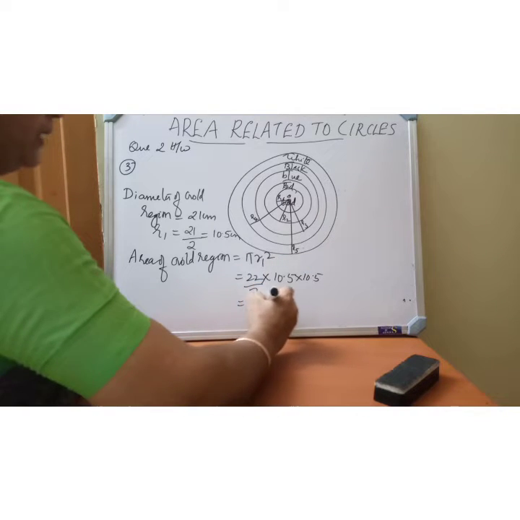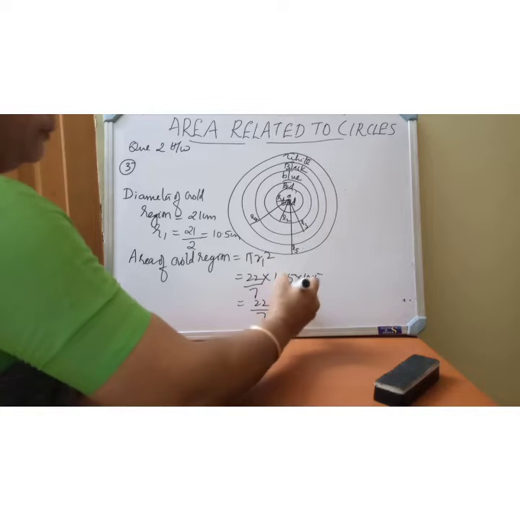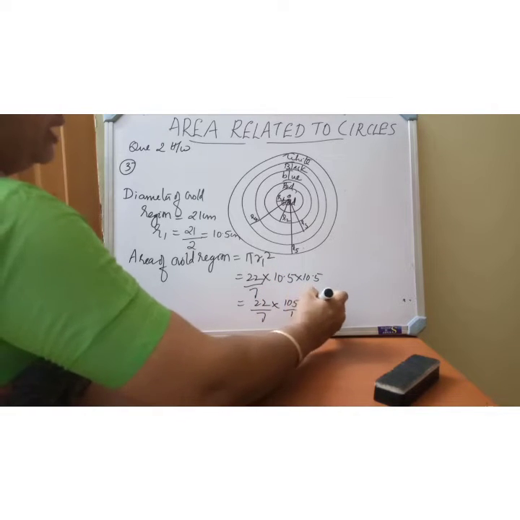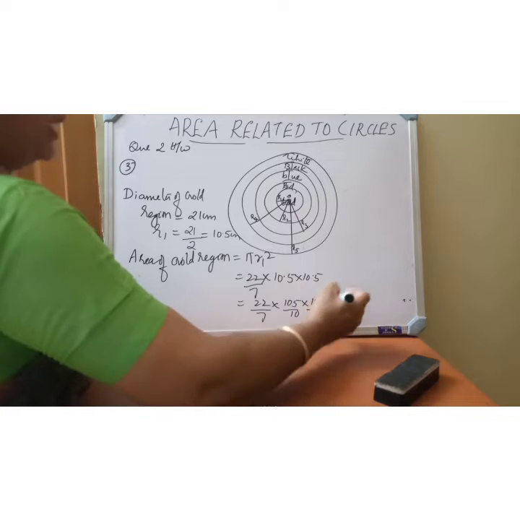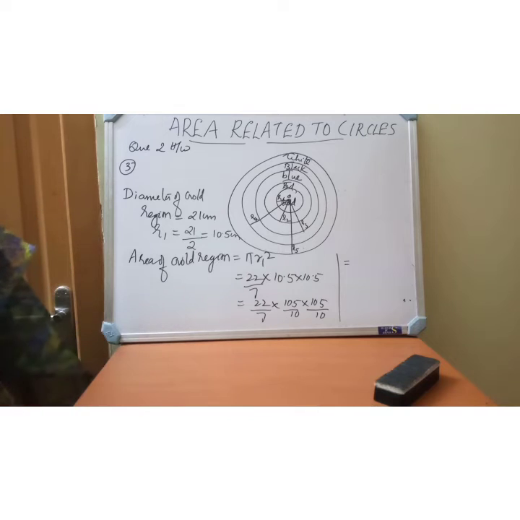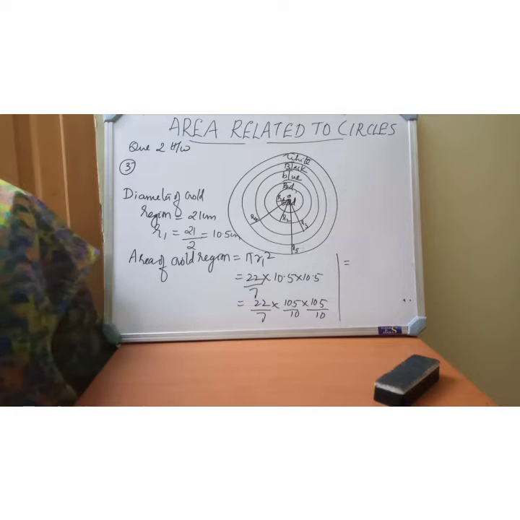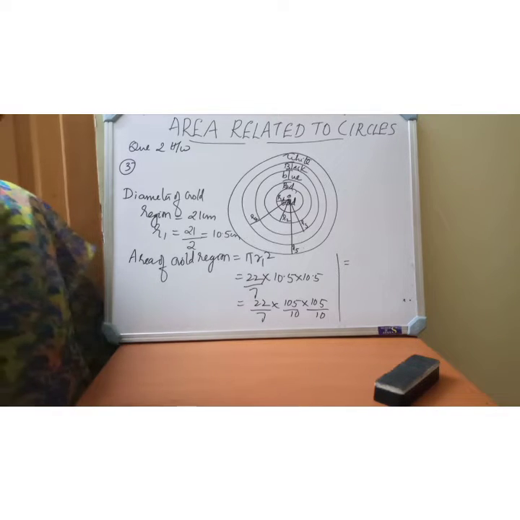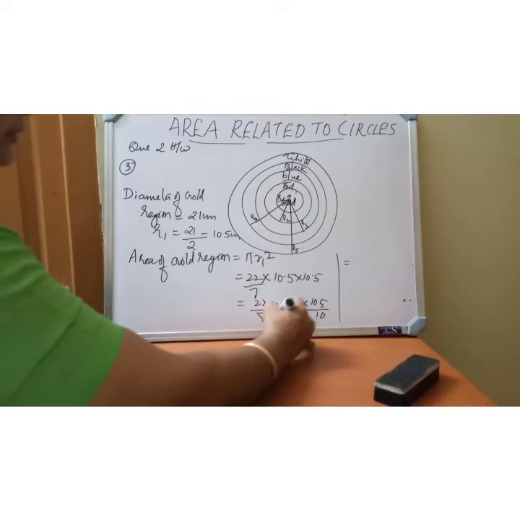So 22 by 7 into 10.5, I can write this as 105 by 10 into 105 by 10. All of you cancel with the common tables. You will get the simplification. After simplification, you will get the value as 105 into 33. 7 table we can cancel this.